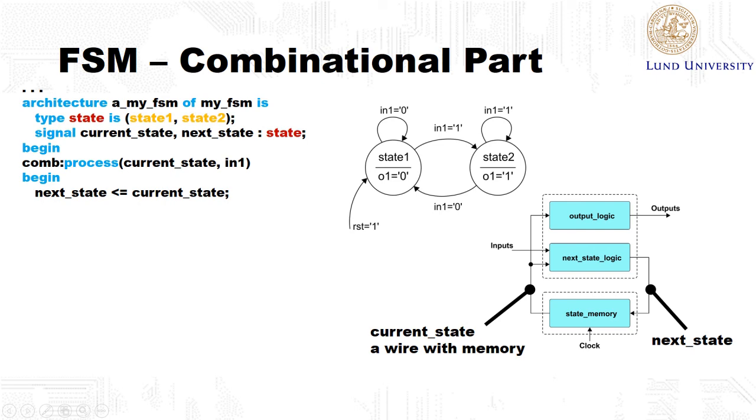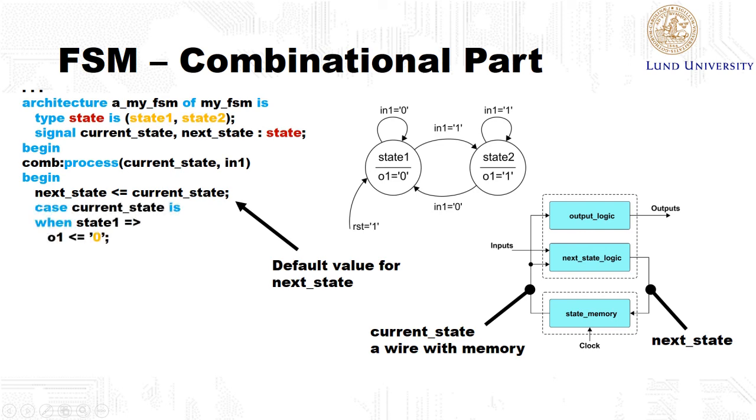Then we give a default value for the signal next_state. So if nothing else is given in this process, the next state should be the current state. This describes the looping transition that we have above each of the two states. Then we declare a case statement by using the keyword case. And then depending on the signal current_state, we will decide on some specific cases.